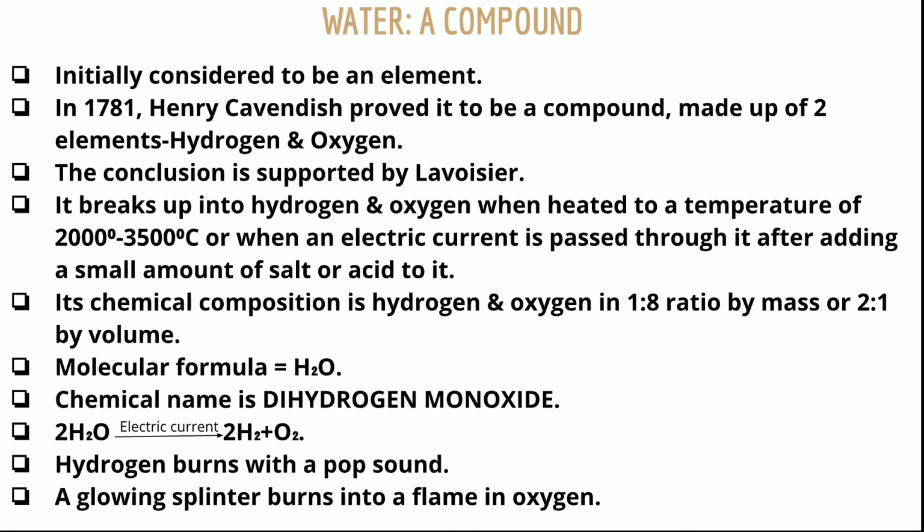Then the molecular formula is H2O. The chemical name is dihydrogen monoxide. Chemically it is known as dihydrogen monoxide. The equation is 2H2O, and when electric current is passed through, it becomes 2H2 plus O2.